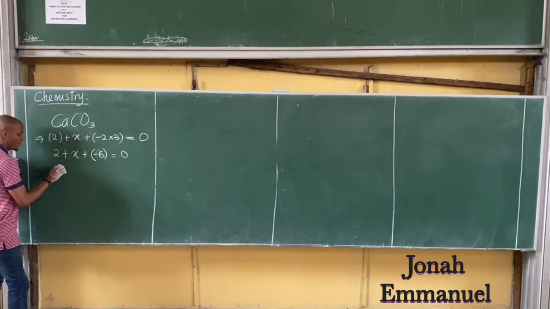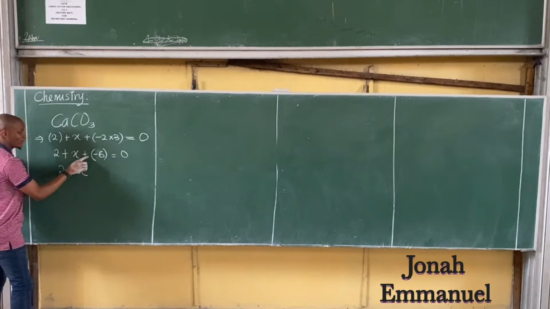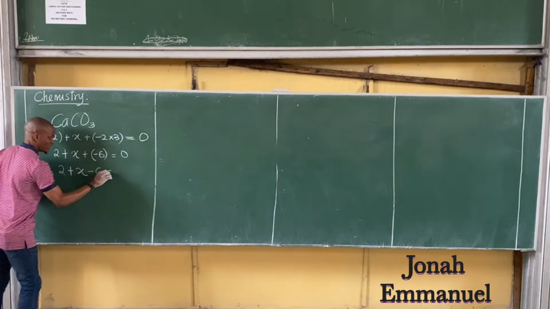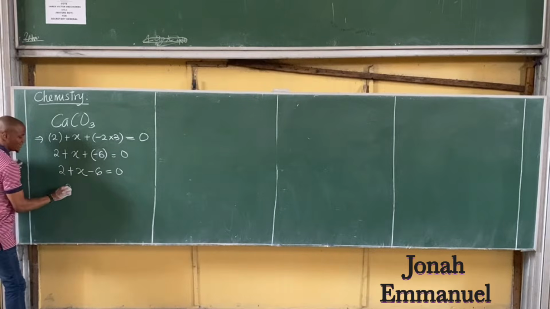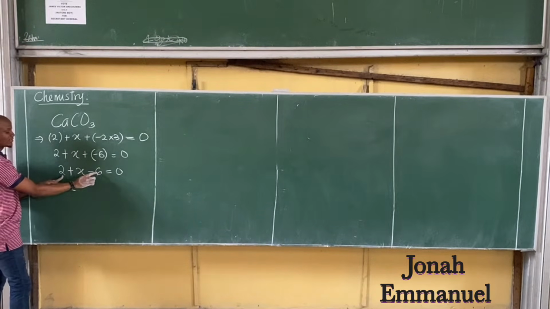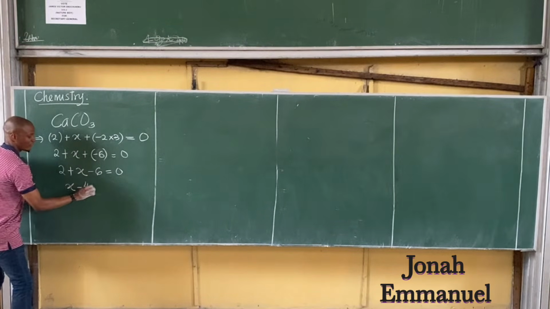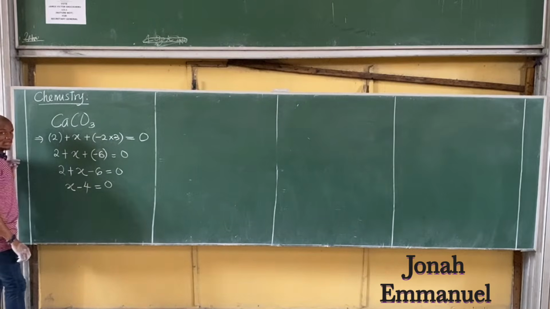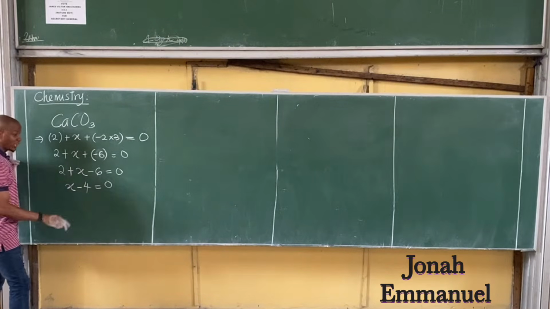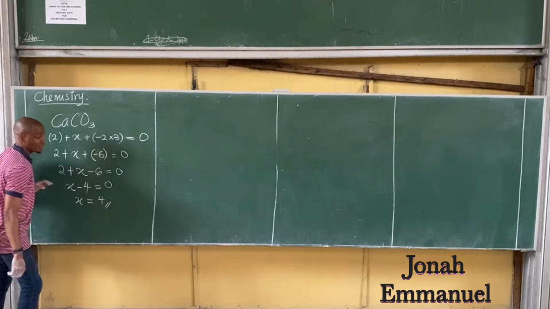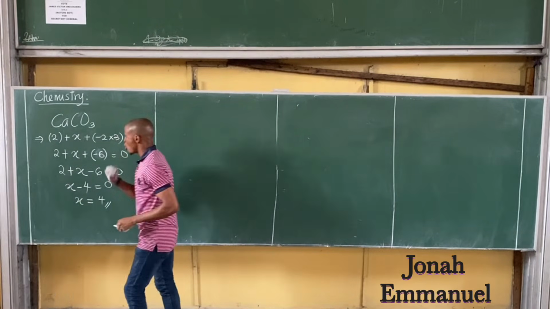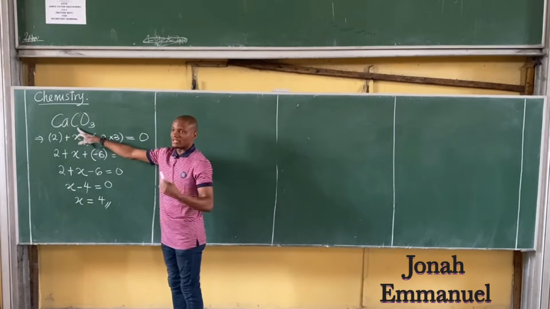So I have 2 plus X plus minus 6 equals 0. I'll take this 2 here, so I'm having X, 2 minus 6, which is minus 4, equal to 0. Moving forward, it becomes plus 4. So X is equal to 4. What does it mean? It means that the oxidation number of carbon here is plus 4.